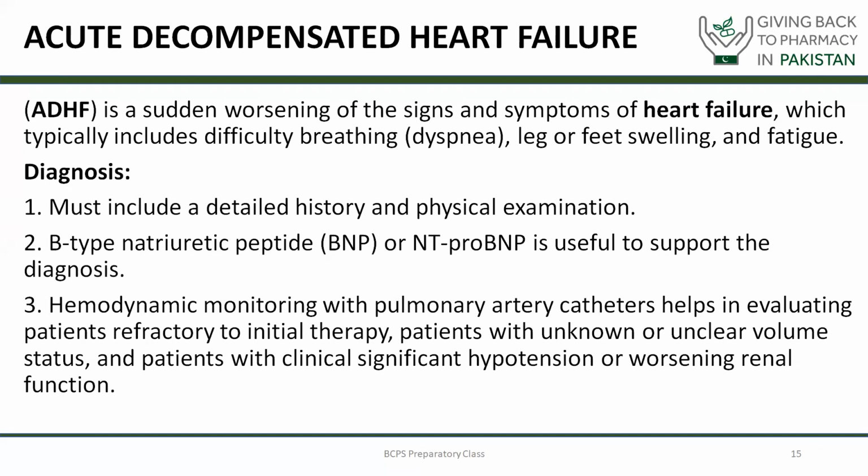Diagnosis must include detailed history, physical examination, and B-type natriuretic peptides, BNP and NT-pro-BNP, which are useful to support the diagnosis. These are peptides released when there is extra pressure on the walls of the heart, and they work as a protection, dilating the blood vessels so that there is support to the heart. Hemodynamic monitoring with a pulmonary artery catheter helps in evaluating patients refractory to initial therapy, patients with unknown or unclear volume status, and patients with clinically significant hypotension or worsening renal function.